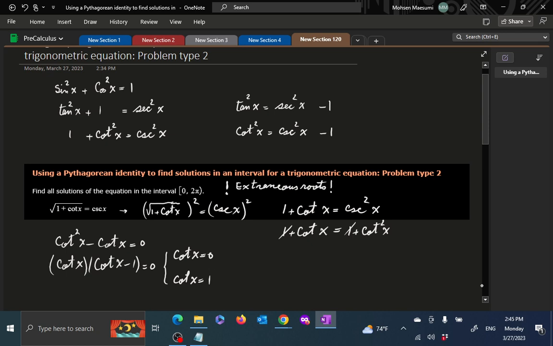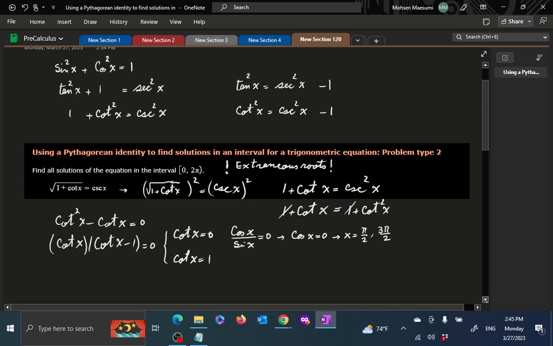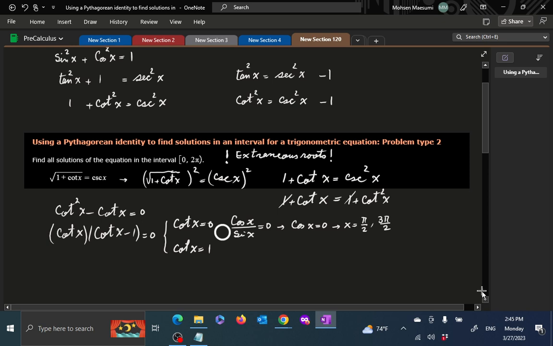Cotangent of x equal to 0 might be more familiar to you by writing cotangent as cosine over sine. If I have an equation like this, a fraction equal to 0, it means the numerator is equal to 0, and cosine equal to 0 gives me pi over 2 and 3 pi over 2. Or you might remember cotangent is 0 at these two values. We haven't seen cotangent all that often, and perhaps you might be a little bit rusty in following the argument here, but one way or another we arrive at that.